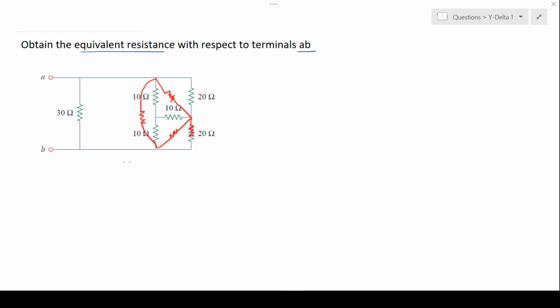And the resulting circuit will look like this. And this will be connected to the 30 ohm resistor. Right, now we're converting Y to delta. The reason why we look for these equal values is because we know that R delta is going to give us 3 times R Y.